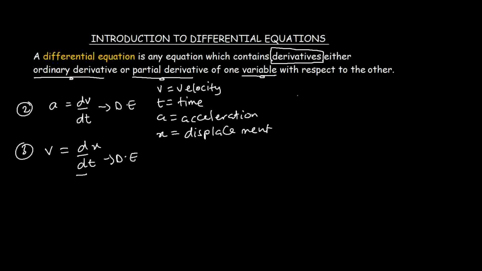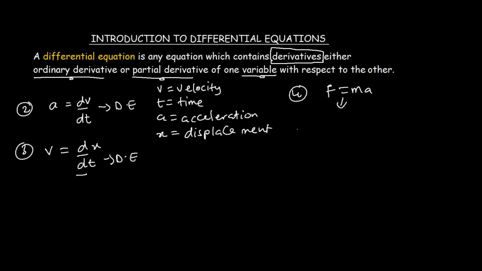So let's look at the fourth example. That's F equals ma, which is force equals mass times acceleration from Newton's second law of motion. Looking at this equation, we can't tell directly that it is a differential equation. So how are we going to prove that it is a differential equation? Let's follow the following steps.